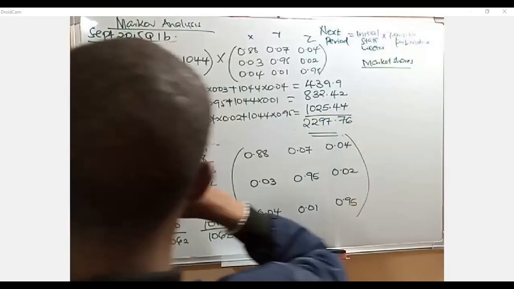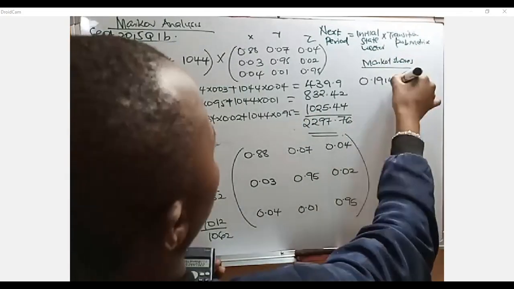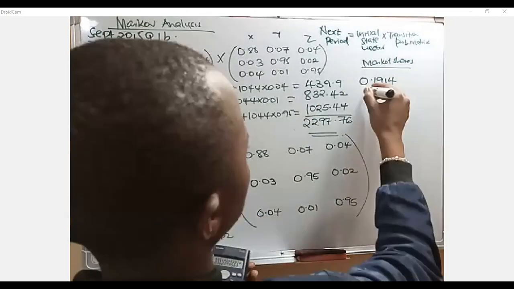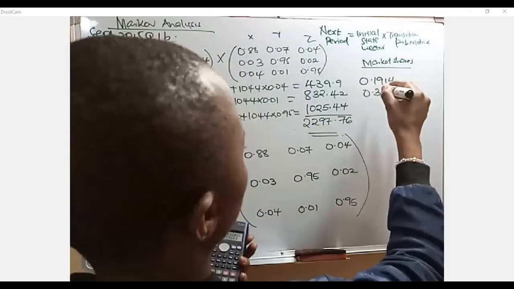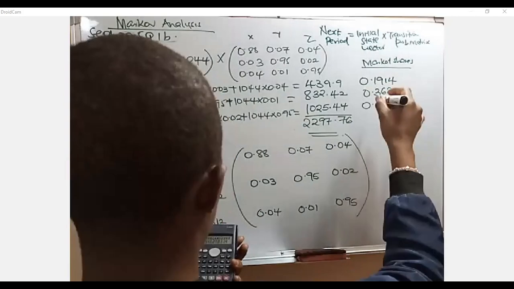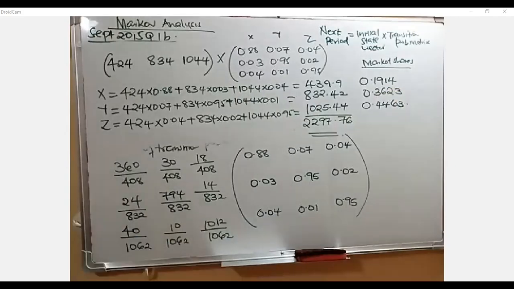Let us get our market shares. So I take 439.9 divided by the total, my answer here, and I'm going to be getting 0.1914. The second one will be 832.42 divided by 2297.76, getting 0.3623. Then the last one will be 1025.44 divided by 2297.76, and you're getting 0.4463. That is how you get the market shares for the respective periods.